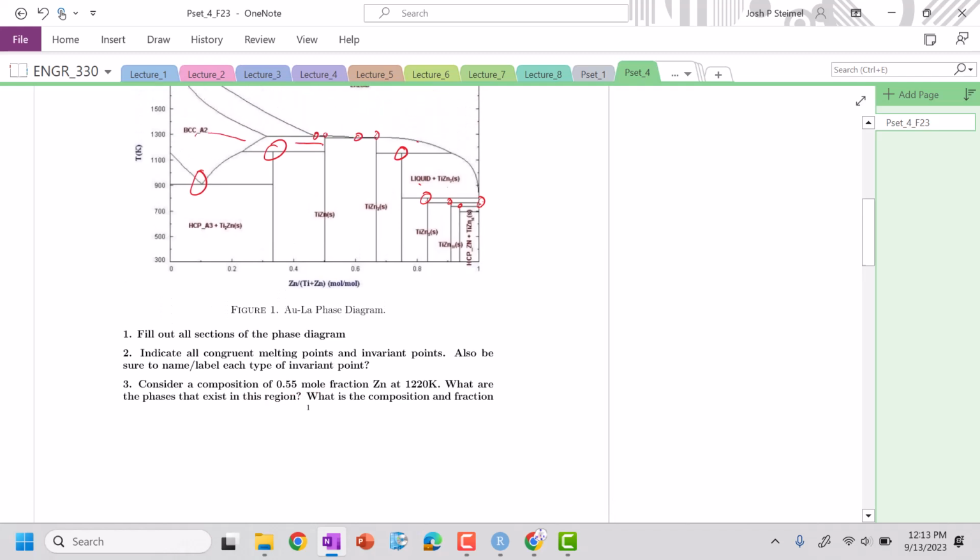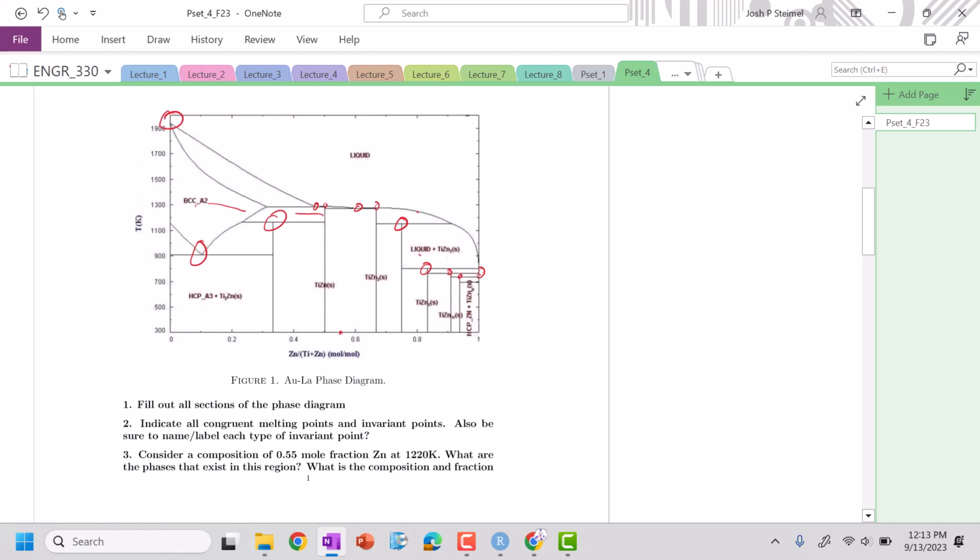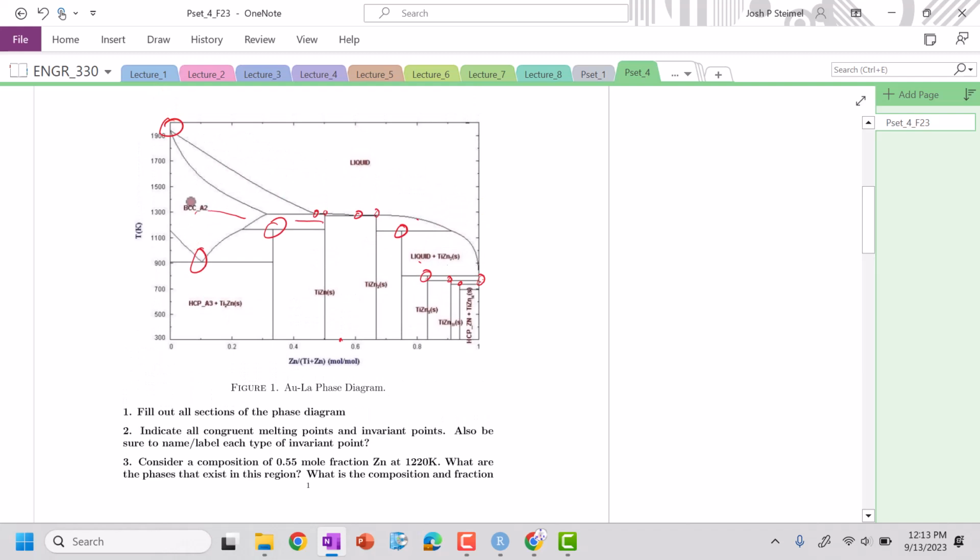Consider a composition of 0.55, so 0.55 mole fraction of Zn at 1200 K. Always be careful about the temperature. That's a horrible line. Let's go ahead and try to draw this somewhat straight. All right, so here, and we could just draw this right here. So what are the phases that exist in this region? Well, I've got TiZn and TiZn2. Those are the two phases that exist in this two-phase region.